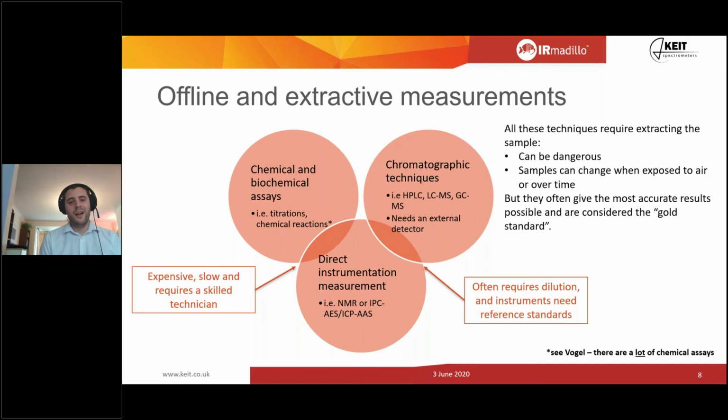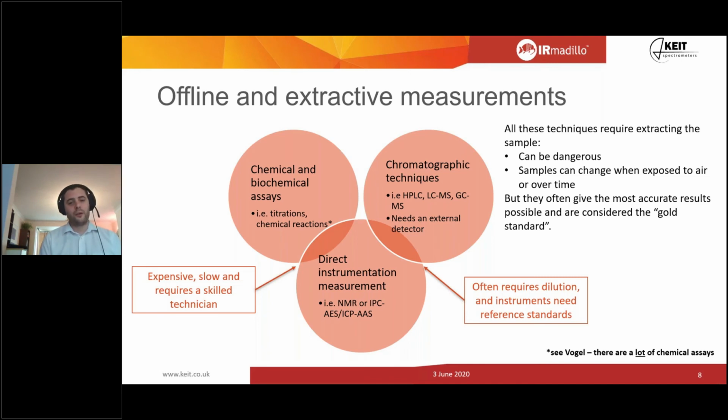It's not light reading, but there are absolutely hundreds of different chemical reactions that can be done for quantitative and qualitative analytical chemistry, but they're all very slow, very expensive, and they require skilled technicians. They're not trivial. The direct instrumentation, things like nuclear magnetic resonance, and I've just spotted my deliberate mistake, that should say ICP, not IPC, AES and AAS, these actually do take direct measurements of chemical concentrations, but again, these require skilled technicians to run, and they often need dilution and reference standards as well.